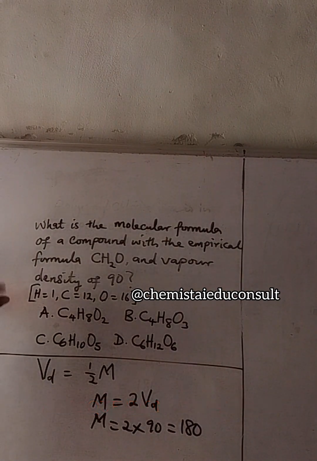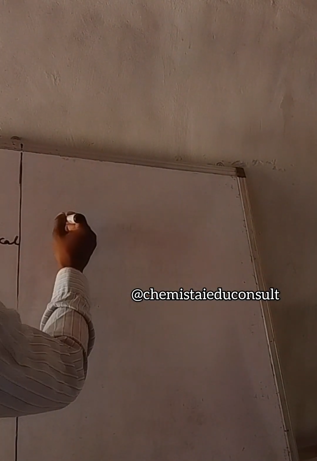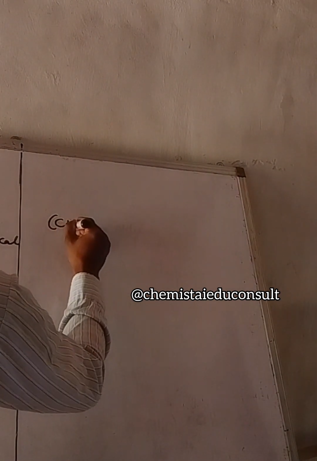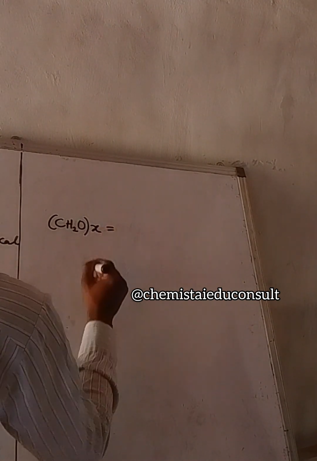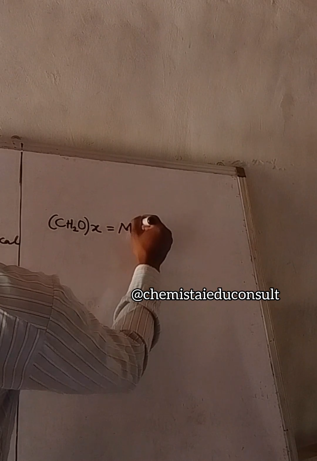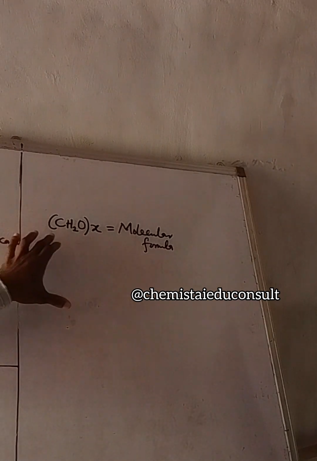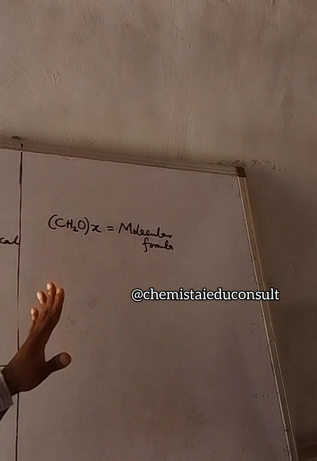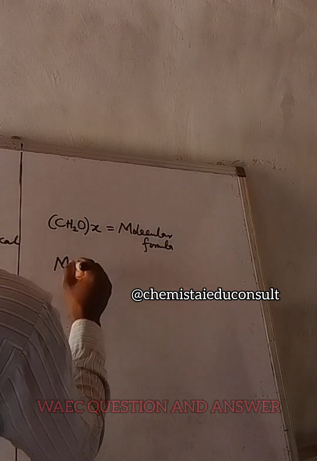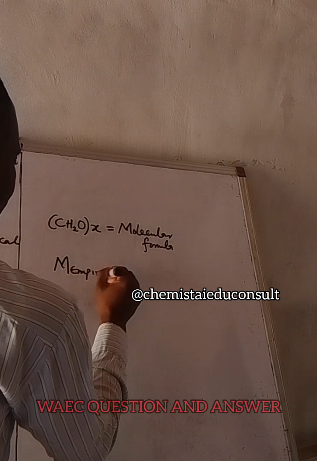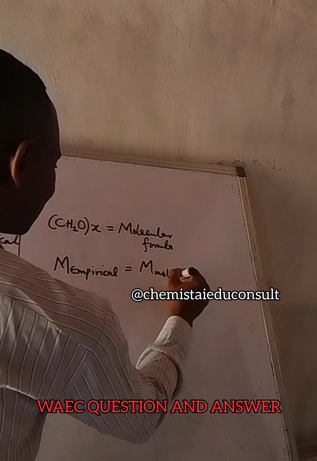From there, we move on to calculate the molecular formula. So the molecular formula is gotten by this. When you multiply the empirical formula with a certain whole number, let's call it x, you are going to get the molecular formula. Empirical formula multiplied by a certain whole number definitely gives you the molecular formula. Now, which means that molecular mass of the empirical formula times x equals molecular mass of the molecular formula.